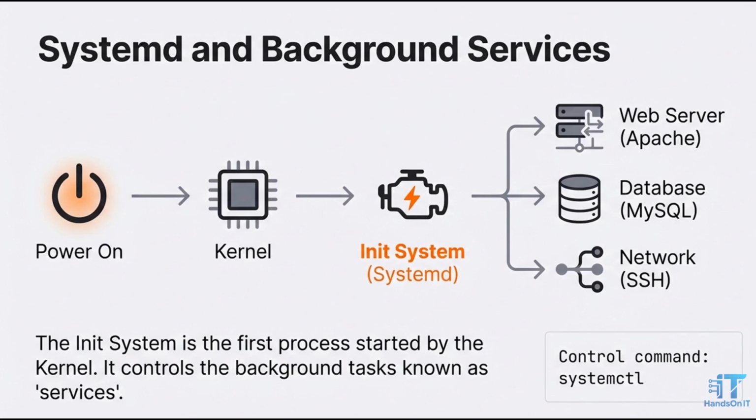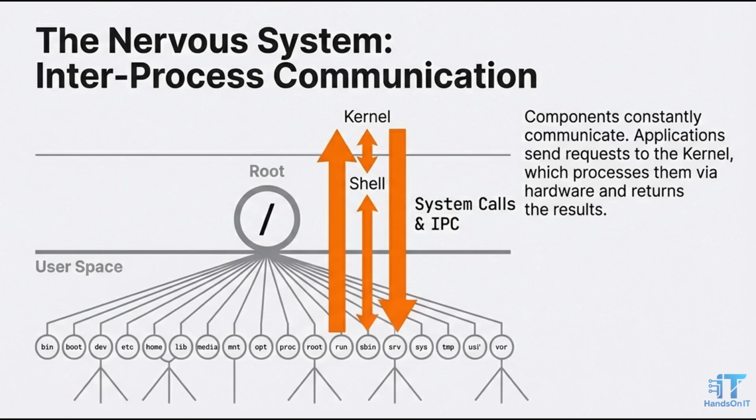Communication between components. Finally, let's touch on how these components talk to each other. The kernel, shell, user space, and services all communicate via system calls and inter-process communication (IPC). For example, when you run a command in the terminal, the shell sends that request to the kernel. The kernel processes the command and returns the result to the shell, which displays it on your screen.